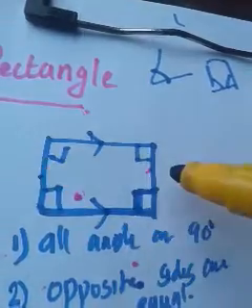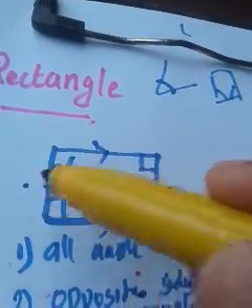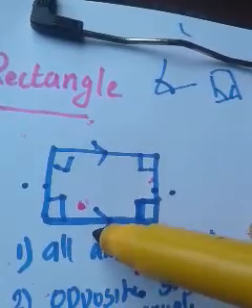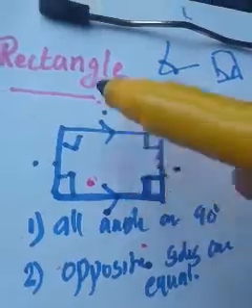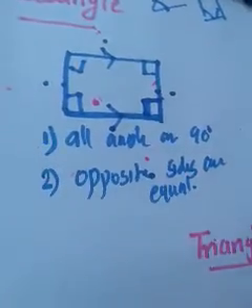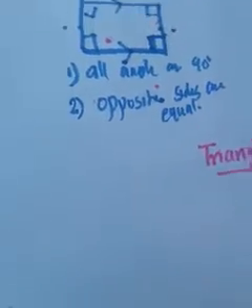And this side and this side also should be equal. That means if it is 5, this is 5. If it is 10, this is 10. If it is 5, this is also 5. That means opposite sides are equal. This is the speciality of rectangle. And in rectangle, we have to discuss two formulas.